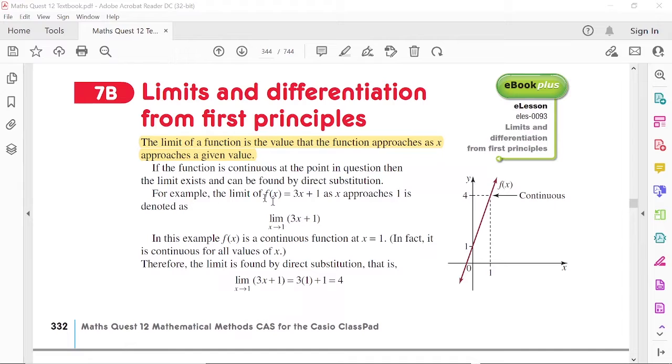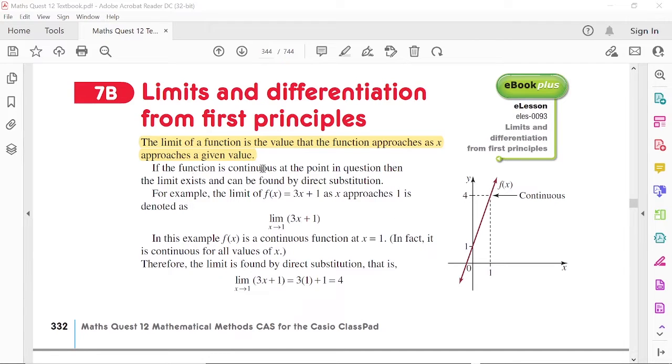plus 1. Now when we're talking about the limits of a function, this quite helpfully just makes it quite clear. The limit of a function is the value that the function approaches as x approaches a given value. So if we have a look at this particular case, say the function was y equals 3x plus 1. As x approaches 1, we can see we're looking at what the value is, and so it's just a matter of substituting it in there.